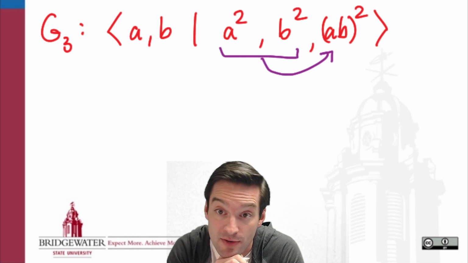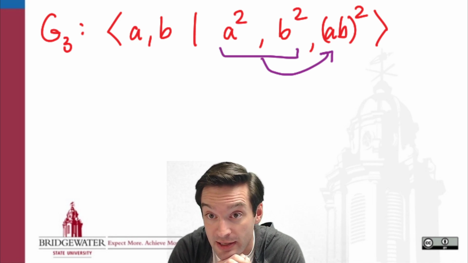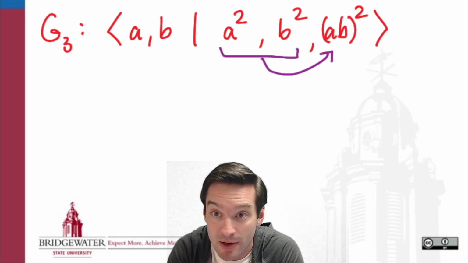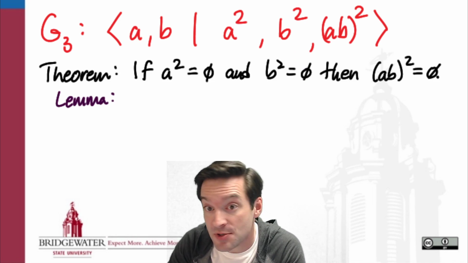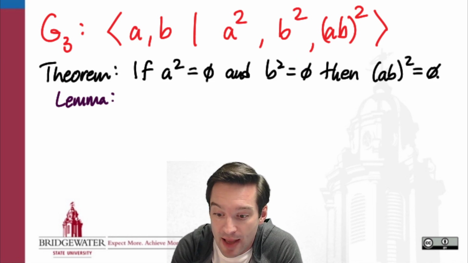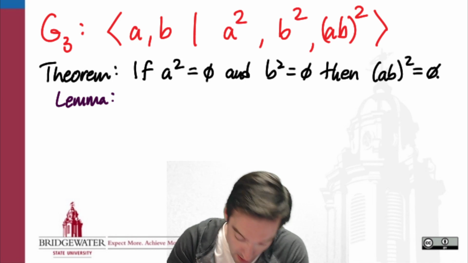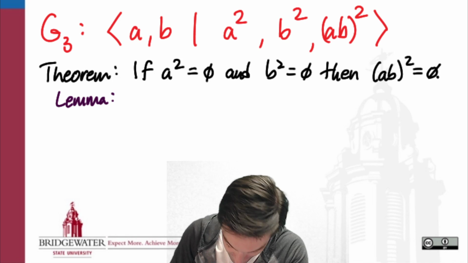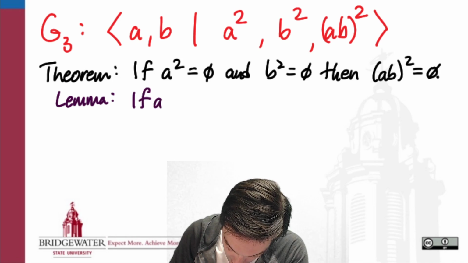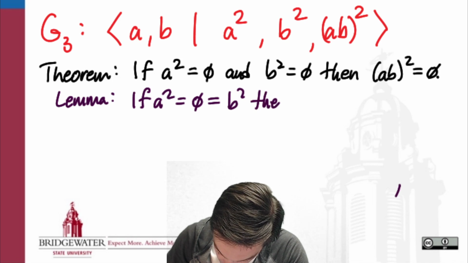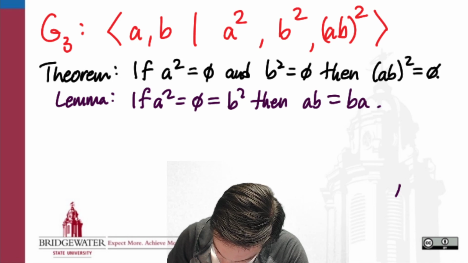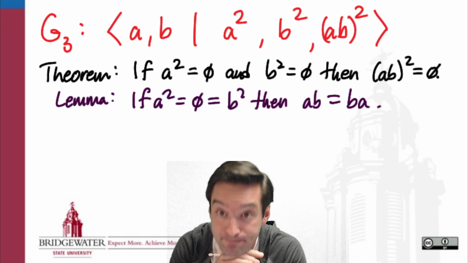If I know that A squared is the identity, and I know that B squared is the identity, can I convince myself that AB squared is equal to the identity? What I'm interested in answering is, do we have a cancellation rule that also tells me that this group has a commutative law? If A squared and B squared are both equal to the identity element, then can we also say that A times B is the same as B times A?